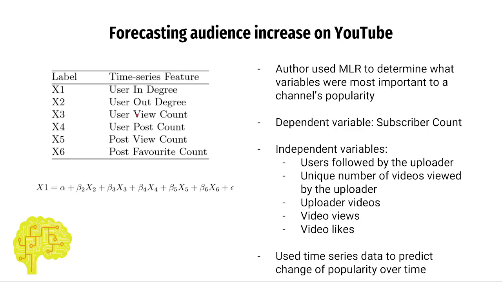The dependent variable used was subscriber count, and the independent variables used were users followed by the uploader, the unique number of videos that the uploader viewed, the total videos that the uploader uploaded, video views and video likes of the video being examined. The author used a time series data set to predict change of popularity over time.